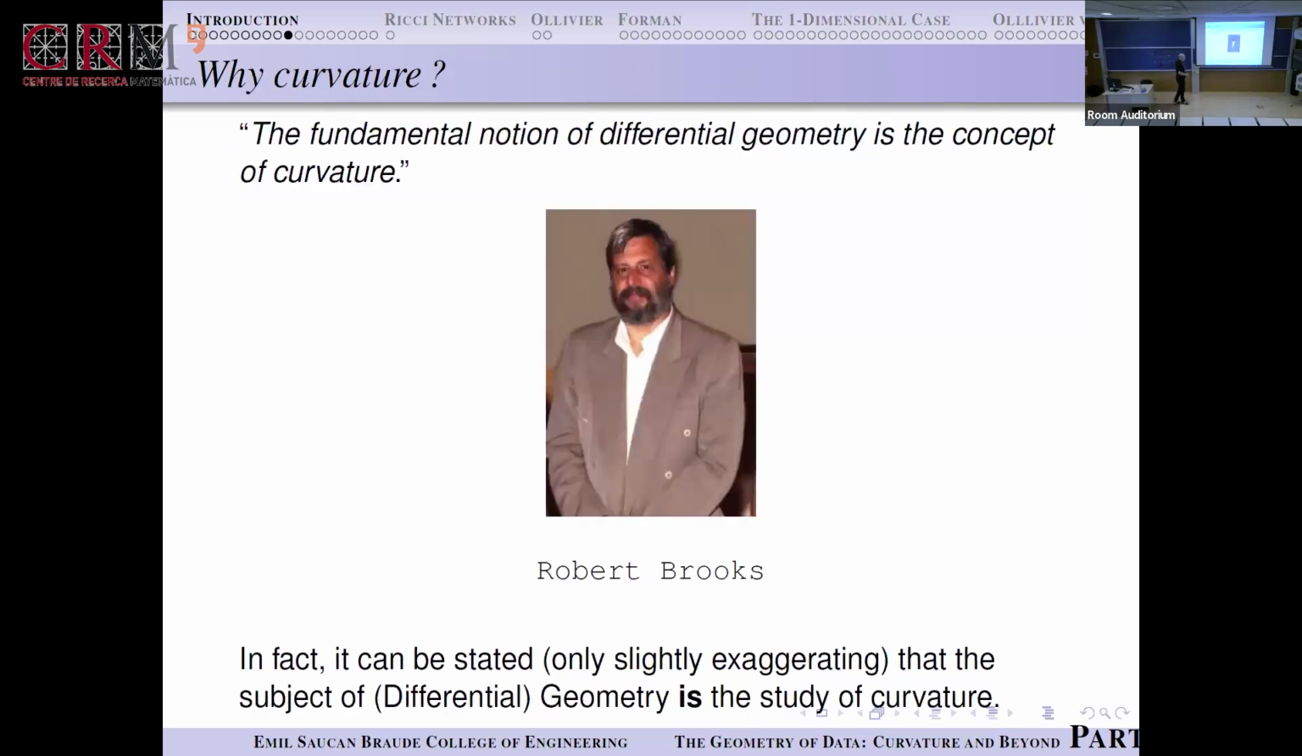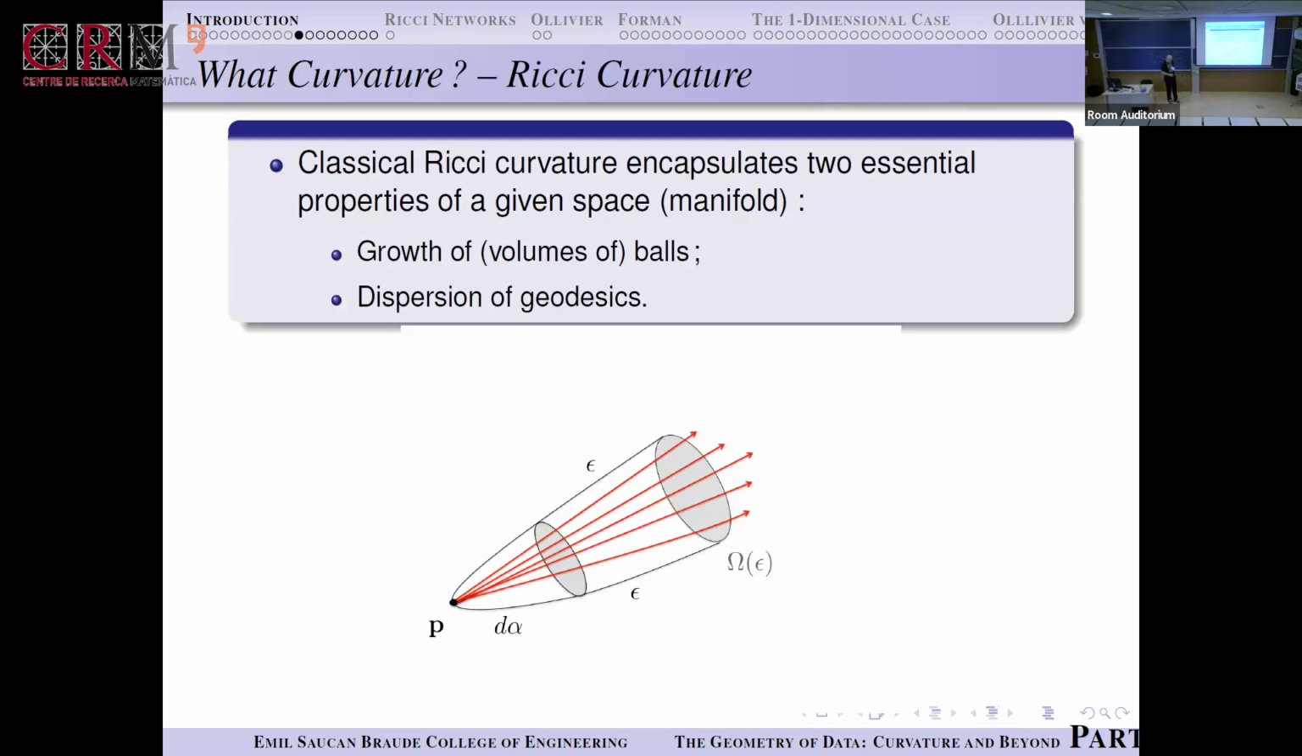There are many flavors of curvature, but among those we prefer the so-called Ricci curvature. Why? Because it's very flexible, and it gives you the best of two worlds. It doesn't contain all the information, so you don't get lost in it, and it doesn't crush everything to one number. What it captures is the growth of volumes, of balls for instance, and the dispersal of geodesics. Think of a small cone starting from a point with geodesics, and you see how much this volume grows when you go epsilon. That's the growth of volume, but it also captures the dispersion of geodesics.